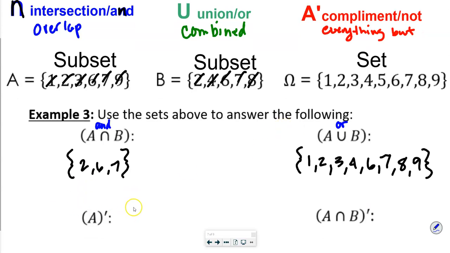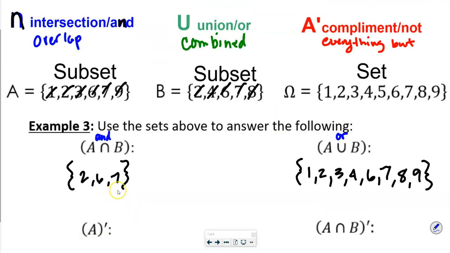Okay. So the next one says what's not in A. So what we want to do now is look at the whole set and figure out what's not in A. So what I'm going to do is strike out the 1, the 2, the 3, the 6, the 7, and the 9. So what is left in this set is 4, 5, and 8. Those are all the things that are not in set A.